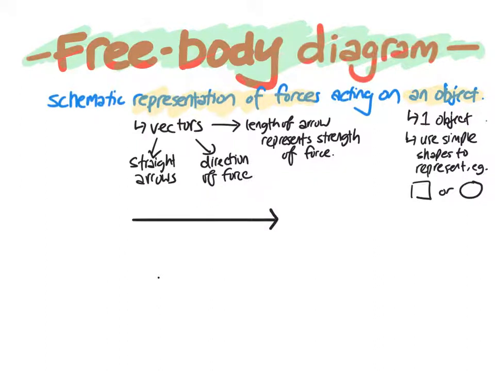So over here, you see a force vector that is pointing towards the right. This tells us the force is acting towards the right, and the length of the arrow tells us relatively how strong the force is. The start of the arrow, as shown by the dot, tells us the point of application of the force, which in other words tells us where the force is acting on.